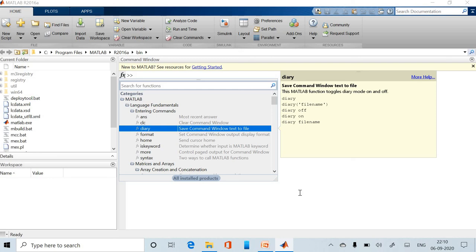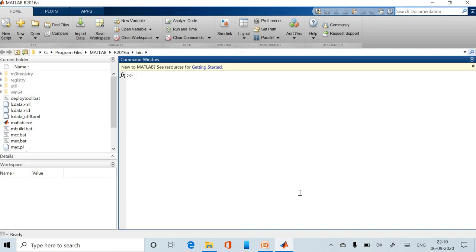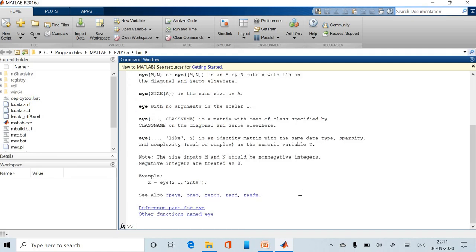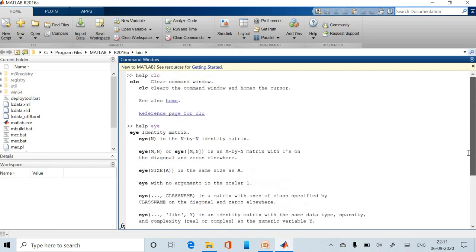And if you want a more detailed analysis, then type help and the command, suppose the command is CLC. It is showing me that it clears the command window, CLC clears the command window and the home cursor. Basically MATLAB is a self-learning software. You can type any command. Help EYE. It is showing me how we can use it.